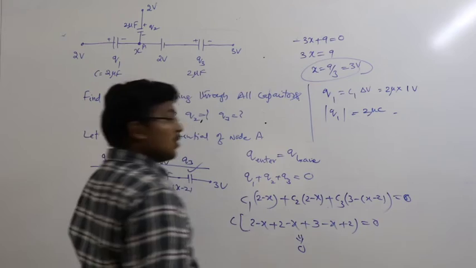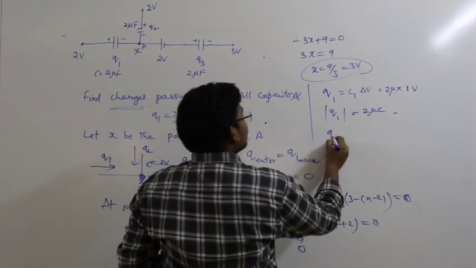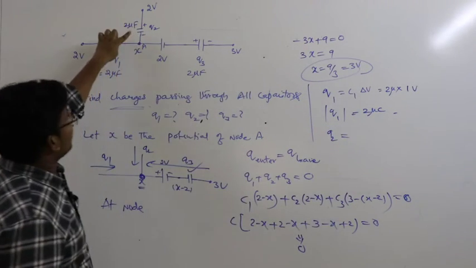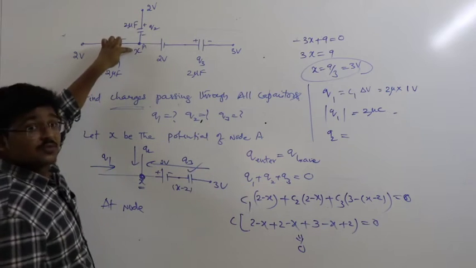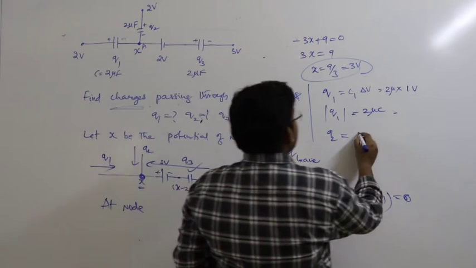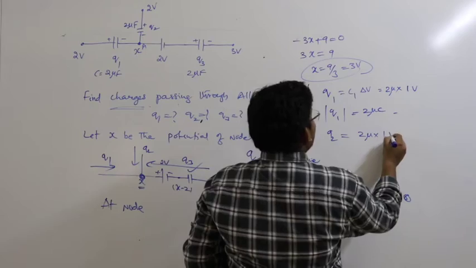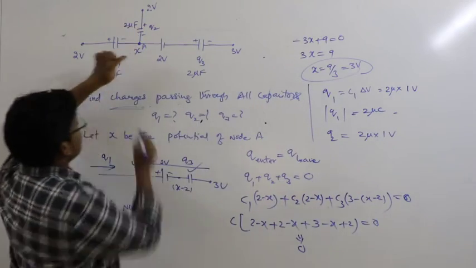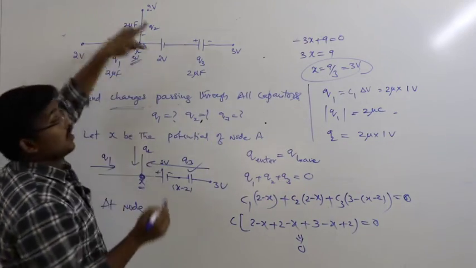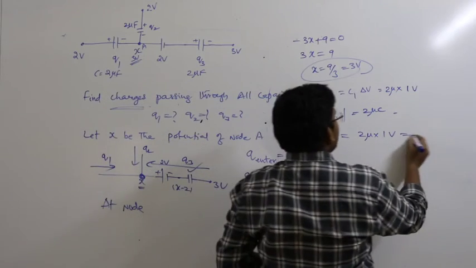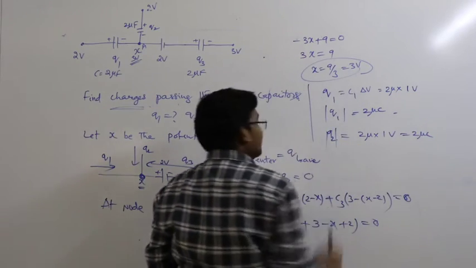2 microcoulombs. Now coming to Q2. For this Q2, the endpoints are 2 and 3. So C is 2 micro and again 1 volt difference: 2 volts, and this is 3 volts, the difference is 1 volt. So this can be 2 microcoulombs, this is the magnitude.